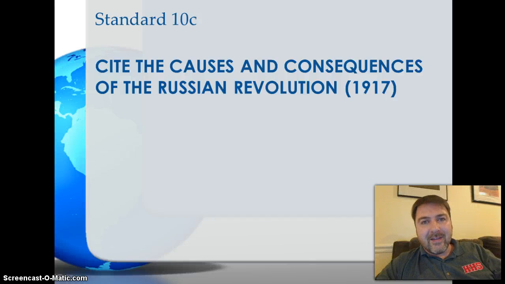Welcome to Standard 10C. In this standard, we will cite the causes and the consequences, the effects, of an important world event known as the Russian Revolution. This revolution breaks out in 1917 while World War I is going on. It's going to cause Russia to leave World War I. It's going to result in Russia becoming a communist country and really lays the groundwork for the Cold War, which we'll see in Standard 13.